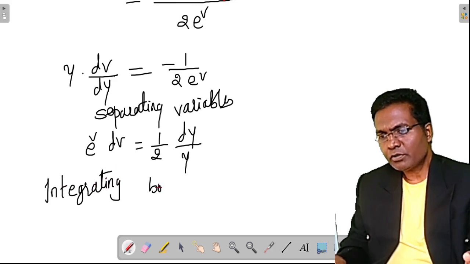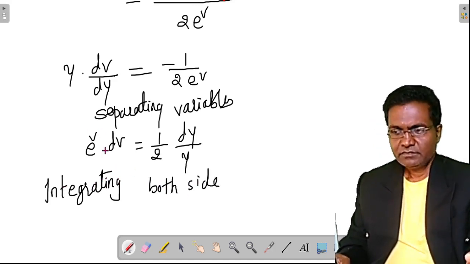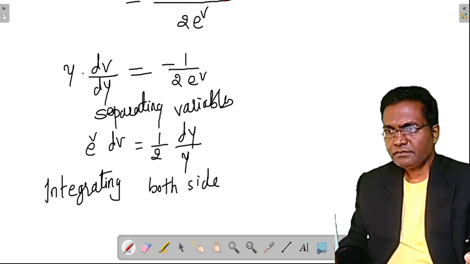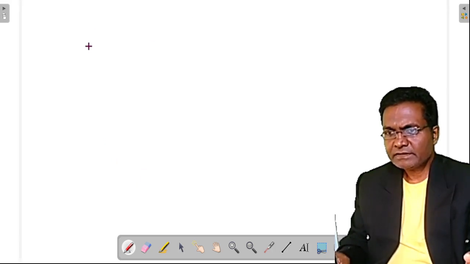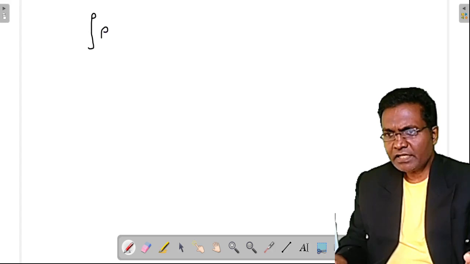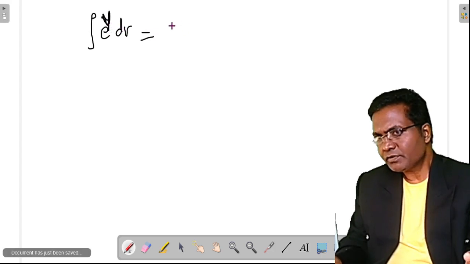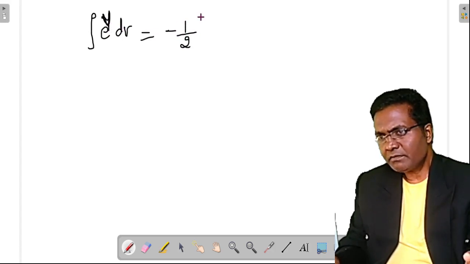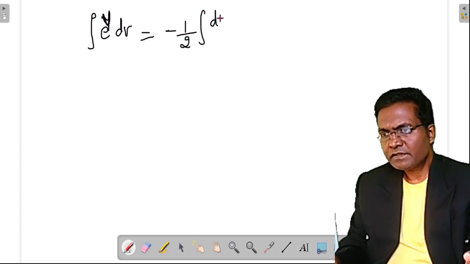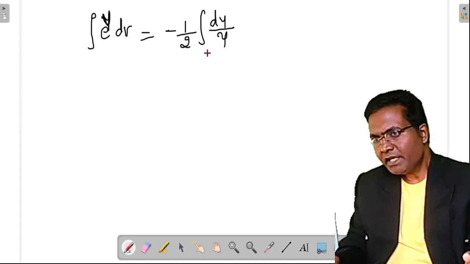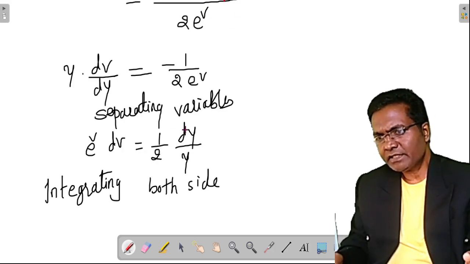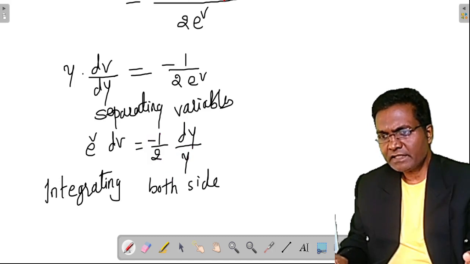Integrating both sides. So what you will get? You will get integration of e power v dv equals to minus 1 by 2 integration of dy by y. Okay, this minus is there.